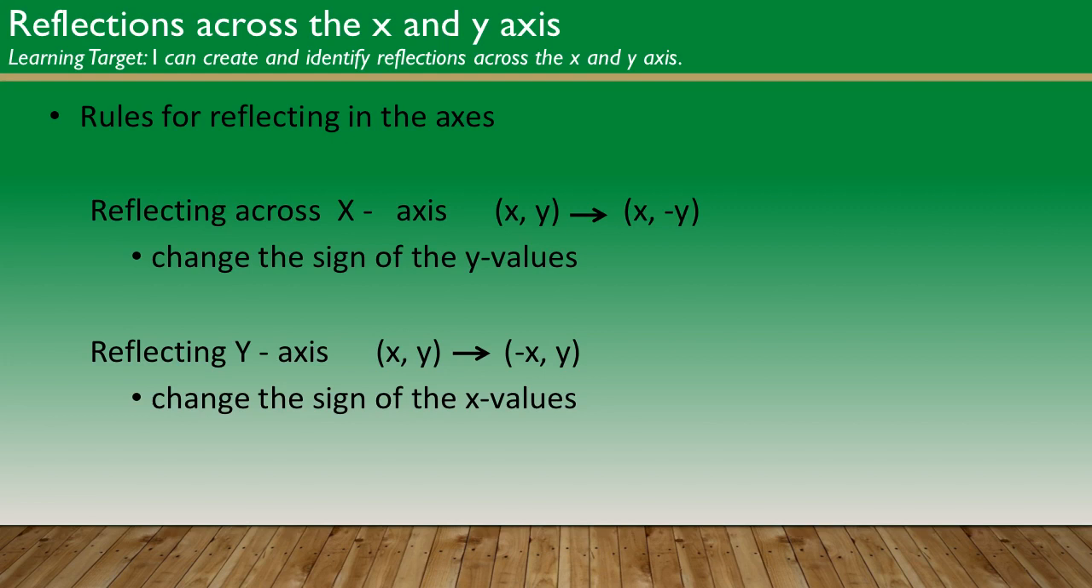So today we're going to look at reflections over the X and Y axis. You need to write this down, okay? This is our rule for reflecting across the X axis and the Y axis. If I want to reflect something across the X axis, all I'm going to do is change the sign of Y, and you'll see that in a minute. And if I want to reflect over the Y axis, all I'm going to do is change the value of X, and my Y value is going to stay the same.